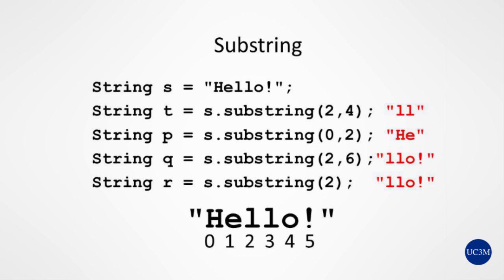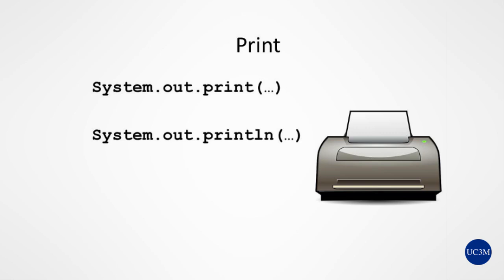Now, there are many other operations like index of, compare to, etc., that will be seen elsewhere. Now, one final thing. If we want to print in Java, if we have a printer, we want to print out something, we can use the following statement: System.out.print. And where we put this argument whatever needs to be printed. It can be a string, an integer, or another type.